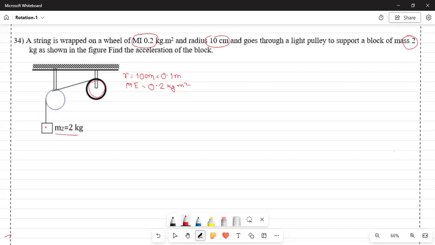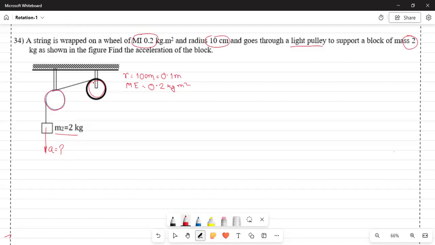Now, of course, this block will drop down. They want us to find out the acceleration of it. Now, in this problem, I want to point out one thing to you, which is very useful: there is a difference between these two pulleys. Look at the question. It goes through a light pulley. That means this pulley is a very light pulley, whereas this pulley has a moment of inertia. The number 2 pulley, or the pulley with the thick line, has a moment of inertia.